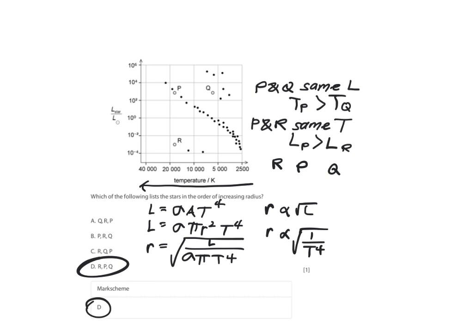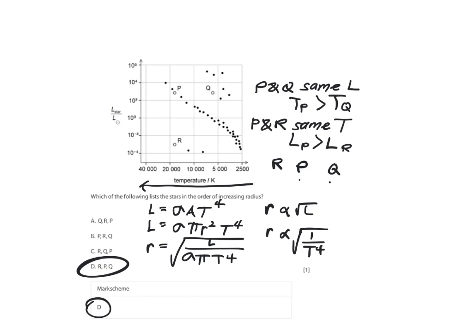Again, I feel like I confused myself, so let me go over that one more time. So looking at P and Q, they have the same luminosity, but they vary by temperature. And P has a higher temperature than Q does because temperature increases to the left. Radius is directly proportional to the square root of 1 over T to the fourth. So P, with a much higher temperature than Q, is going to have a much tighter radius. Therefore, Q will have a bigger radius, will be a bigger star than P. So if we're going in increasing radius, Q is on the right. Q is the biggest star, or bigger than P at least.